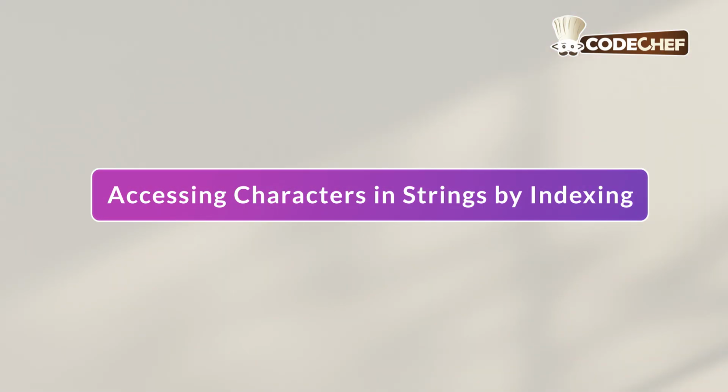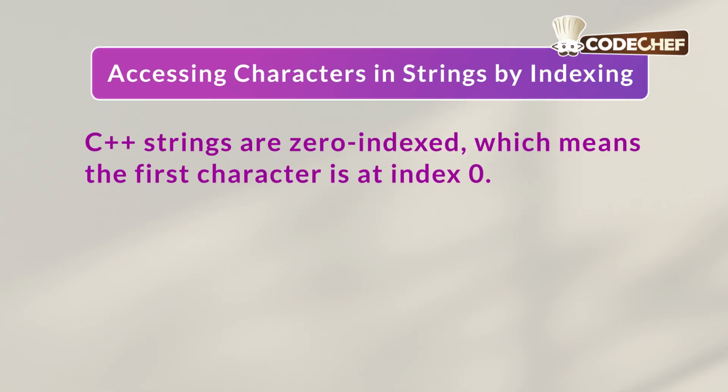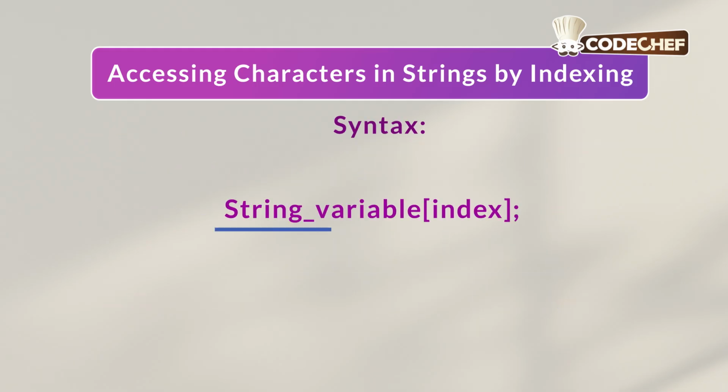Accessing characters in strings by indexing. Just like arrays, C++ strings are 0 indexed, which means the first character is always indexed at 0. We can access each character in a string using indexing with square brackets. The syntax is the string variable, then in square brackets we put the index number, and then a semicolon.